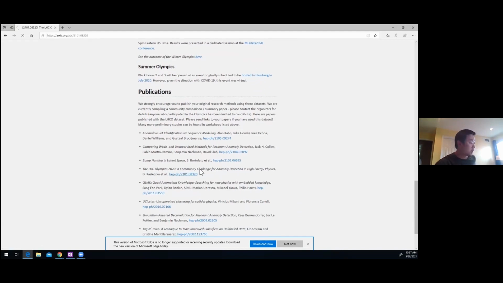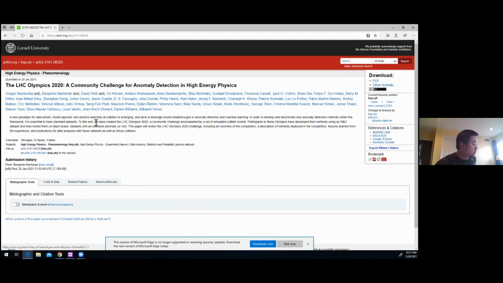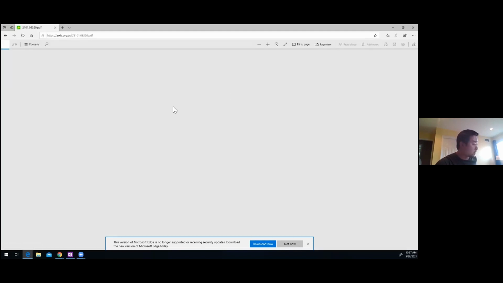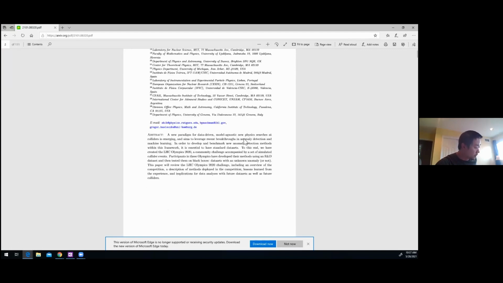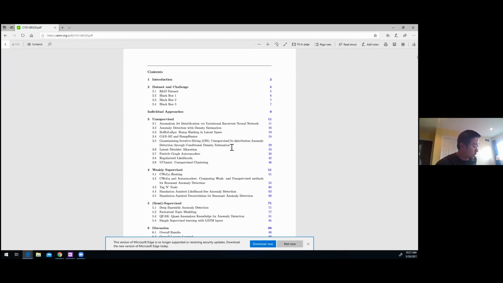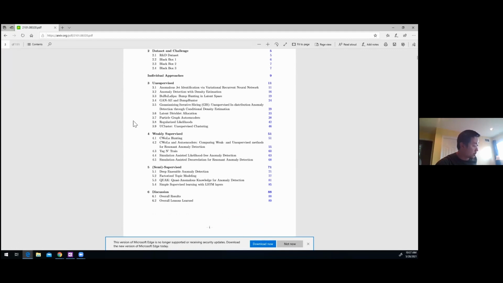Okay, thank you. So we put out a community white paper here, which I recommend you check out. It has a list of all the people that participated in the data challenge, and all the approaches that they tried. This is a pretty nice snapshot of the current state of the art. We organized it into three categories: unsupervised, weakly supervised, and semi-supervised.